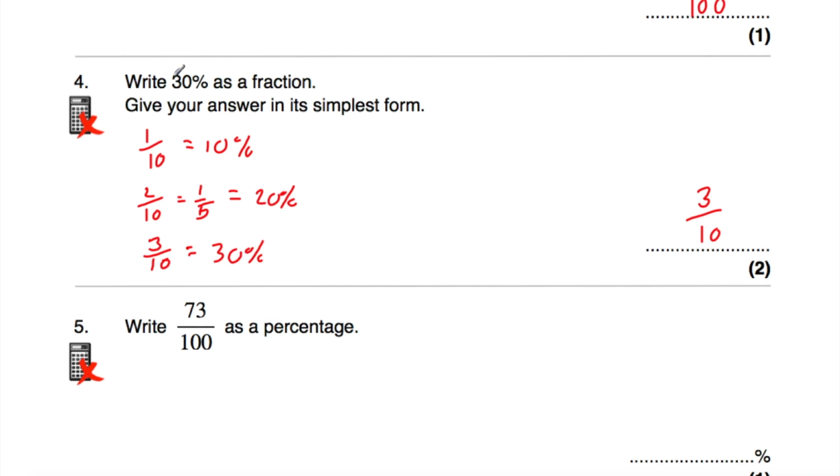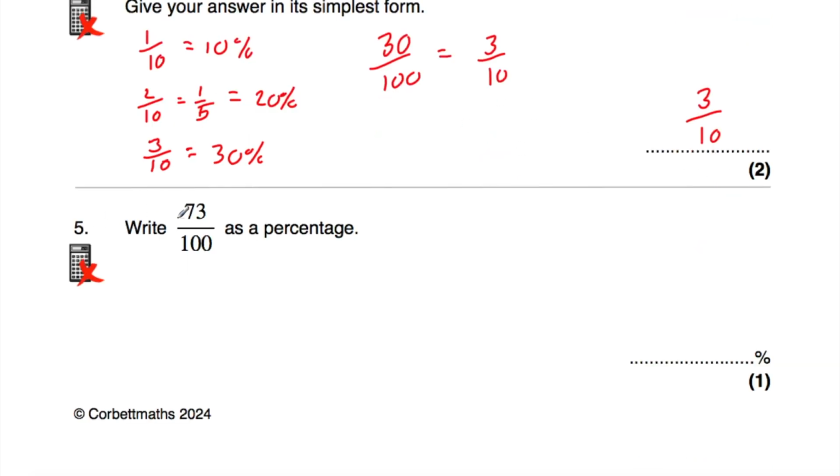Alternatively, we've got 30%. That means 30 out of 100. And then we could just cancel it down, dividing both of those by 10, which would give 3 tenths. So 30% as a fraction is 3 tenths. And that's it.